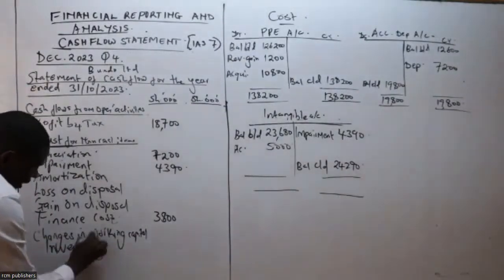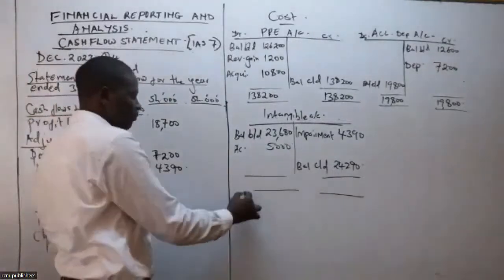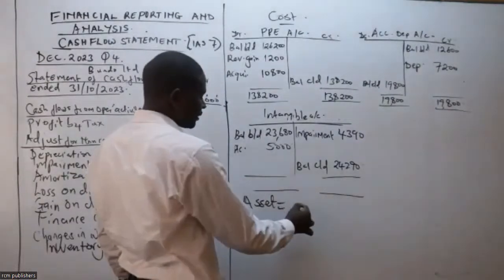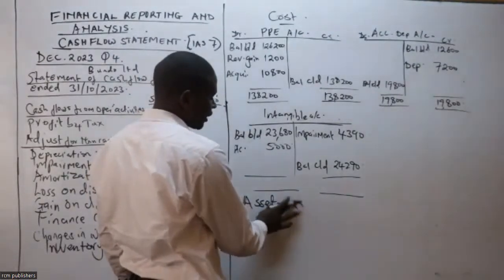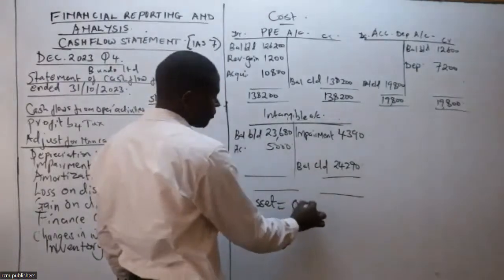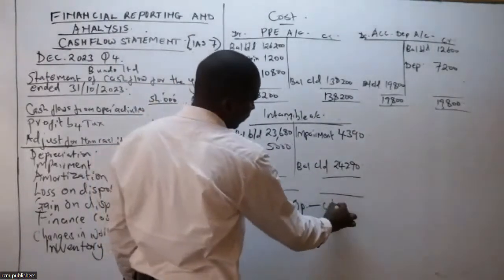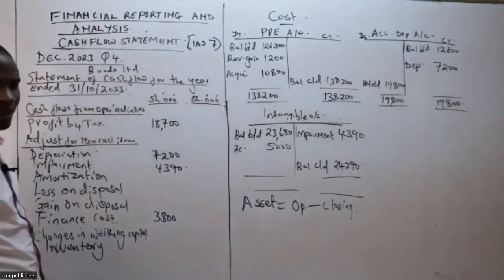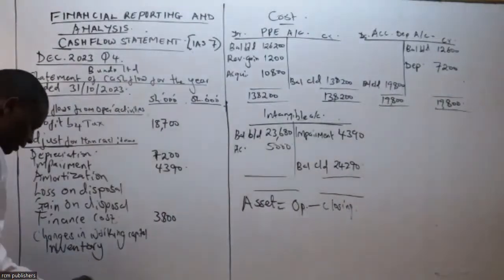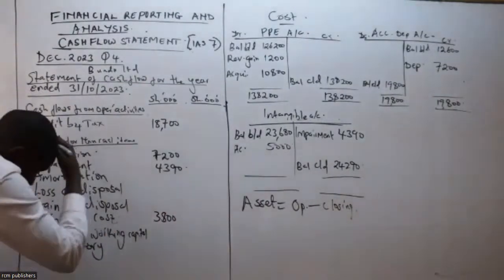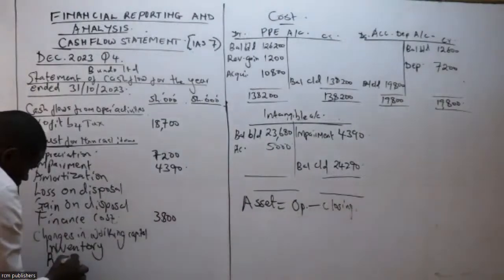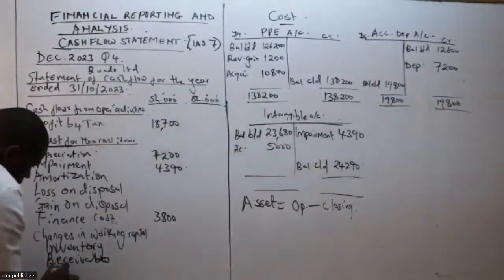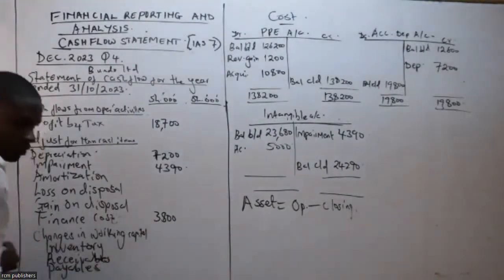We computed, but I say that for the asset, if you want to solve asset, you just take the opening minus closing, opening minus closing, and you'd be in a position to get your figure. So what we got here, then we got something on receivables, and then payables we also got something. So can you give us those?